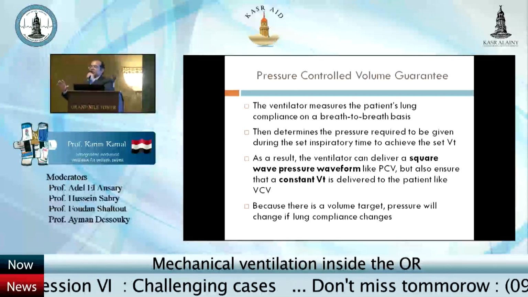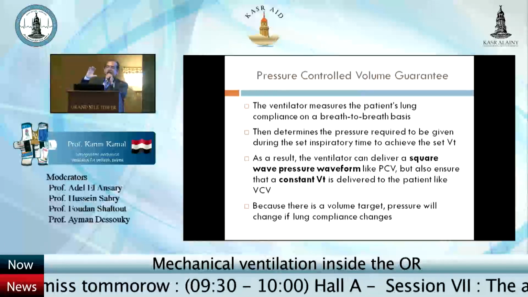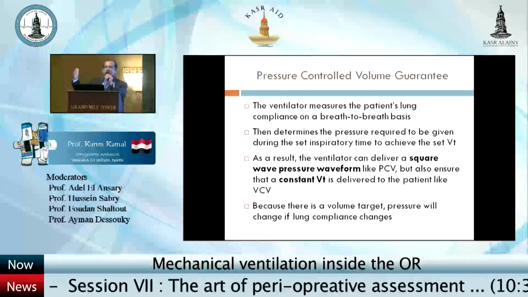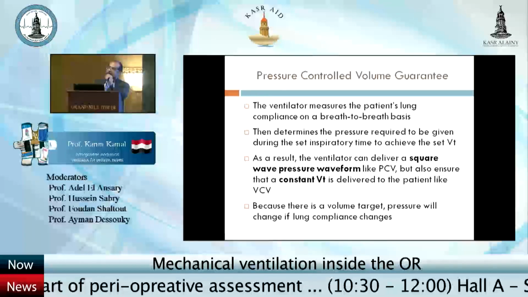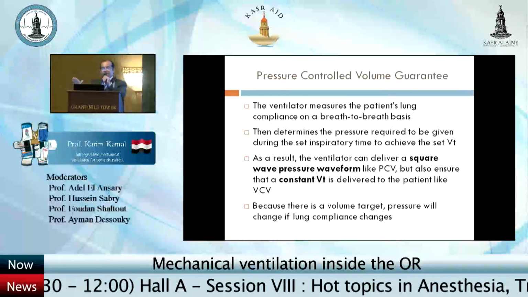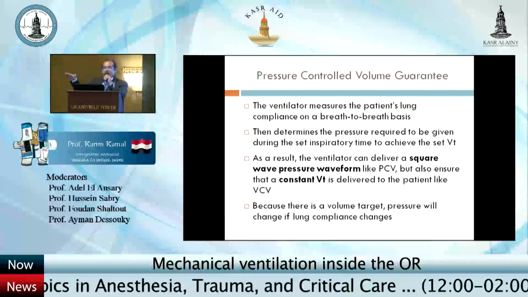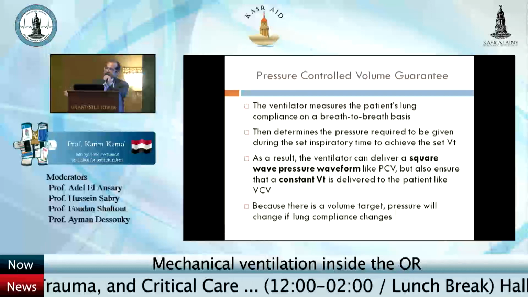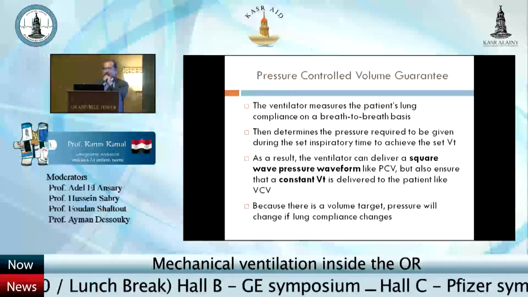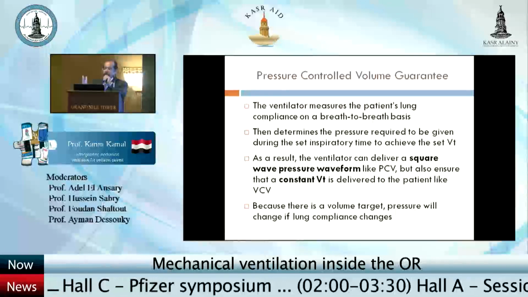I am setting a tidal volume of 200. The ventilator measures the compliance and says that I need this level of pressure, 20 centimeter water, for example, so that the patient can receive the 200 milliliter tidal volume that I'm setting. As a result, the ventilator can deliver a square wave pressure waveform with no high peak inspiratory pressure and better distribution of gas, like we see in the pressure controlled ventilation, and also ensure that a constant tidal volume is delivered to the patient like volume controlled ventilation. So you are getting the best of both modes.